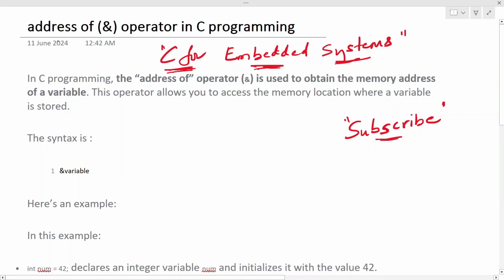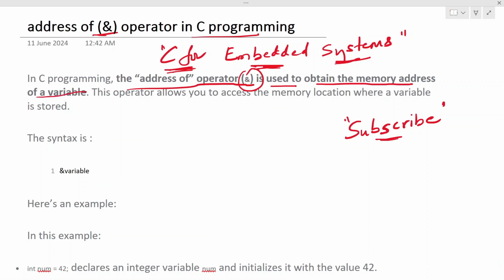In this video, let's look at the address of operator in C programming. In C programming, the address of operator, which is represented by ampersand, is used to obtain the memory address of a variable. The operator allows you to access the memory location where a variable is stored.